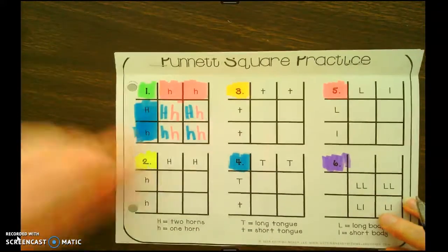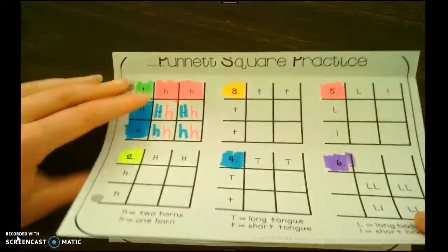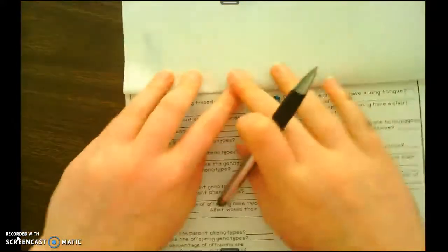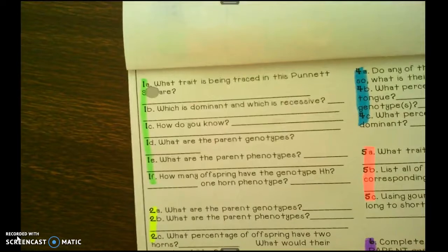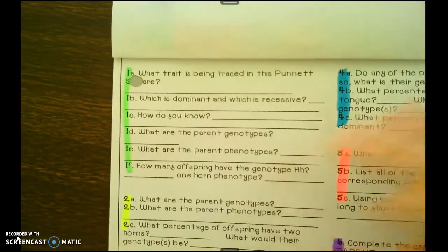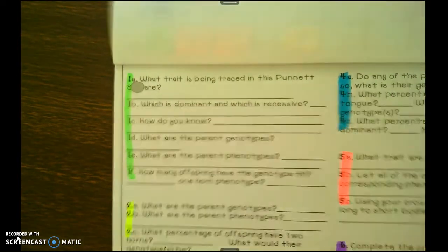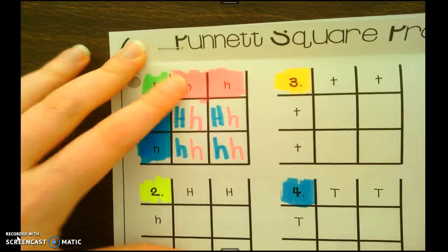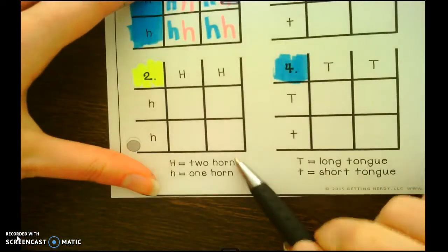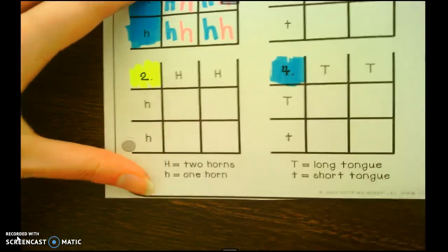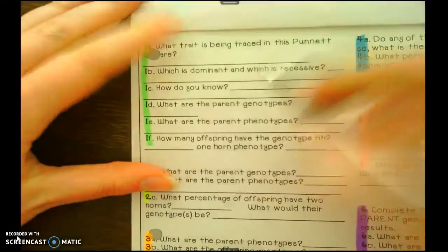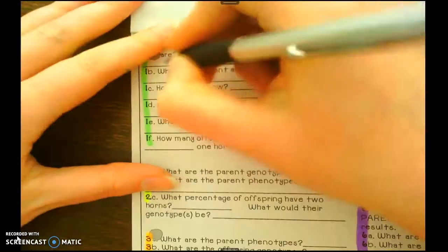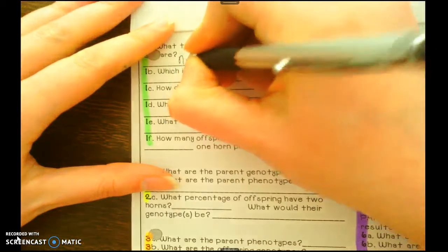So let's flip open and look at the questions for Punnett square number 1. I'm going to zoom this in a little bit so you can see those questions more. The first question is, what trait is being traced in this Punnett square? Well, we were talking about H's, and we went down at the bottom. We were talking about horns and the number of horns. So that's how we can answer question number 1. The trait being traced is the number of horns.